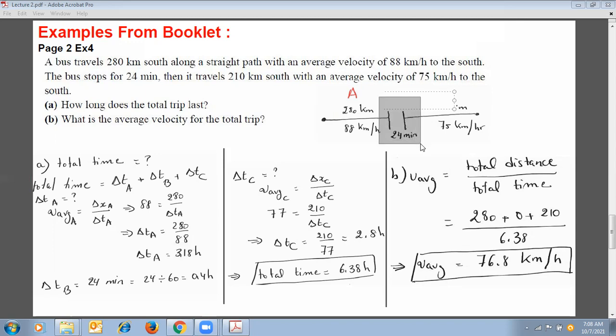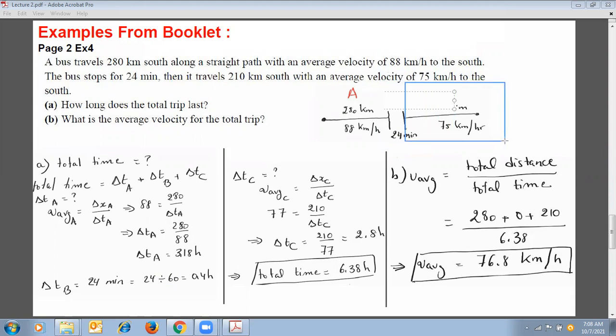Now, how much is delta TB? Delta TB is given. It's simply 24 minutes. I don't have to calculate anything here. The only thing I have to pay attention to is that it's in minutes, and everything else is given in hours. So I have to change to hours. And how do we change minutes to hours? We took this yesterday. We just divide by 60. So delta TB is 0.4 hours. Then how much is delta TC?